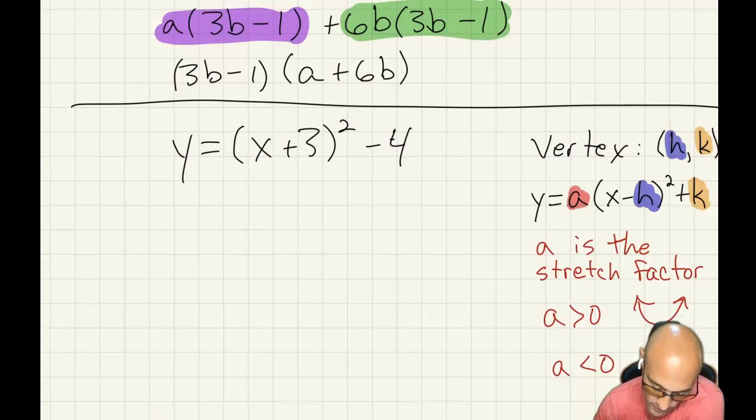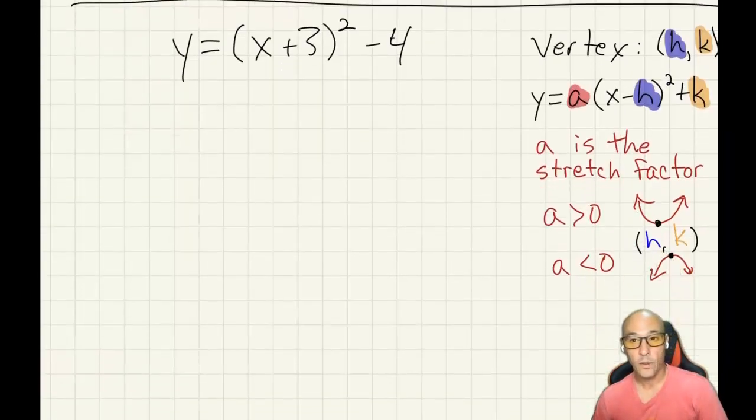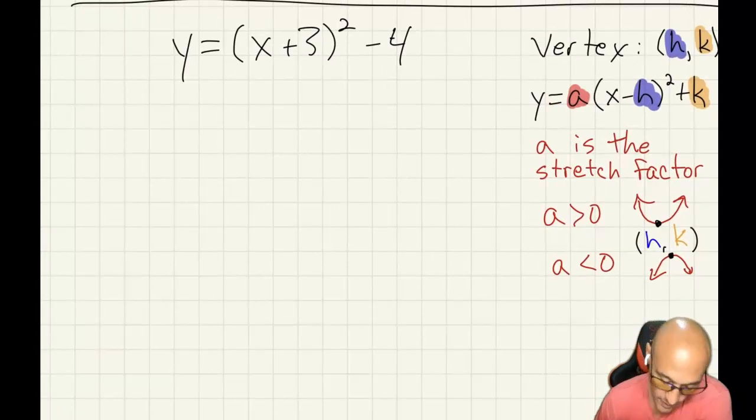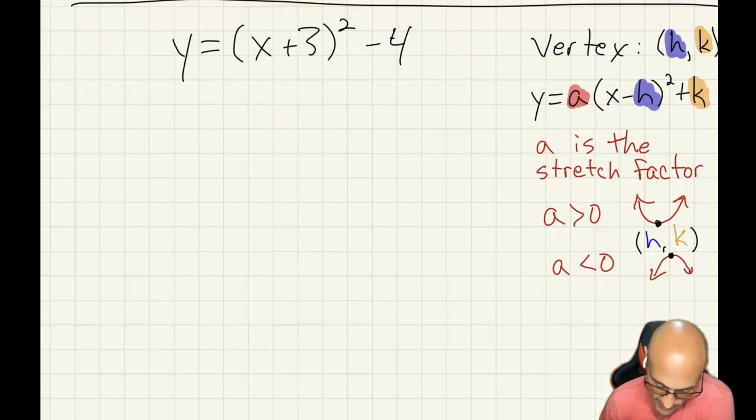And what you should notice also is that in either case, this point right here that is the lowest point on the graph, or this point right here that is the highest point on the graph, in either case, that is our h and our k, because that is the vertex. That's where the vertex lives on the graph, the highest or the lowest point. Okay, so far so good? Okay, good.